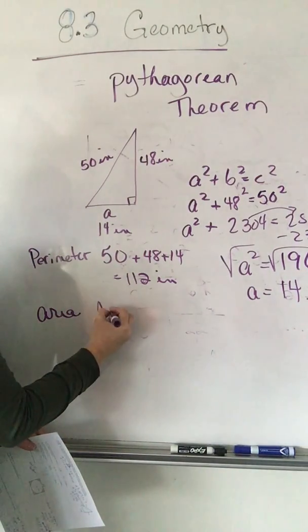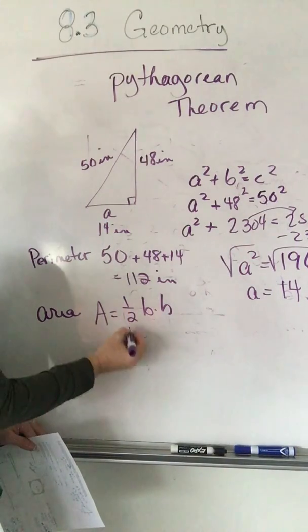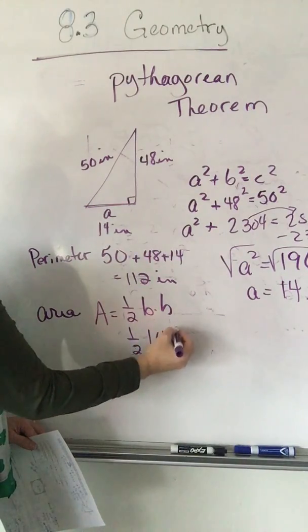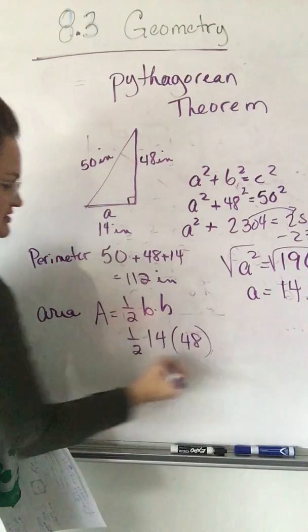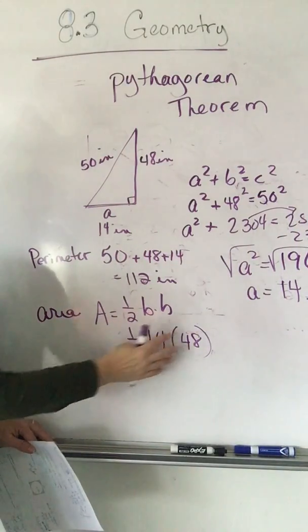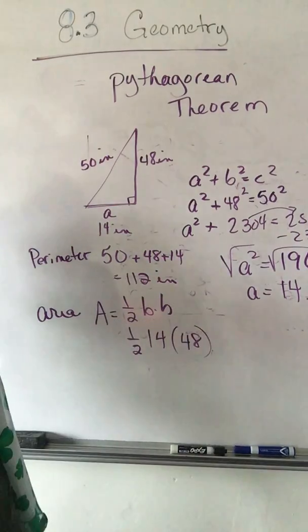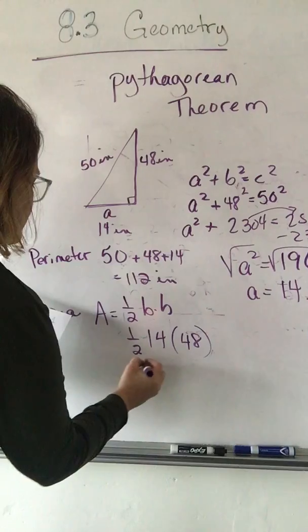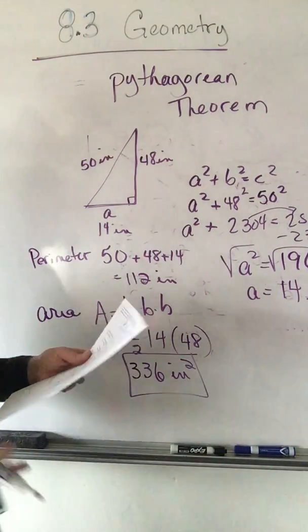Area of a triangle is 1/2 base times height. So we know the base now, we know that is 14 inches. And we know the height, the perpendicular distance down is 48. So type that on your calculator, 1/2 times 14 times 48, and the base is in inches, the height is in inches, so that multiplies to be inches squared. And it's 336 inches squared, or square inches for that.